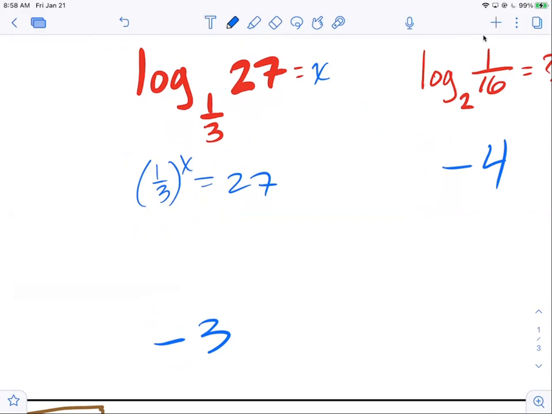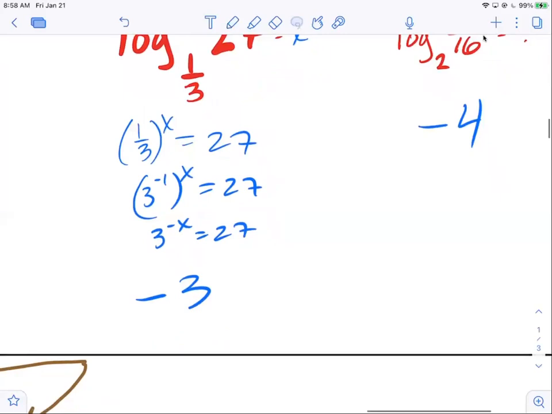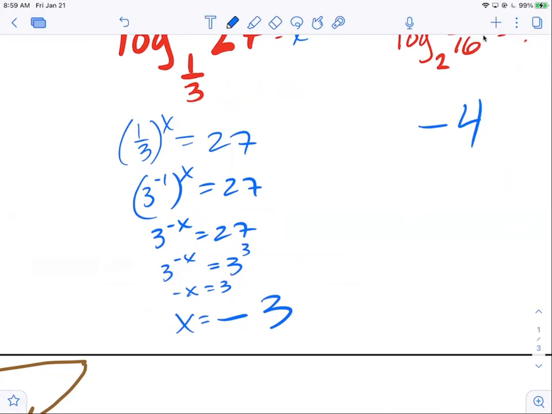You could say, I don't like fractions. So you can write 1/3 as 3 to the -1st. And if you write 1/3 as 3 to the -1st, now you get 3 to the -x equals 27. Now powers of 3 are easier. So 27 is 3 to the 3rd. Now that the bases are the same, -x equals 3. Then it's just a matter of solving for x. So you multiply both sides by -1 and you get x equals -3. As long as the bases are the same, it could be one, the other, or something totally different.